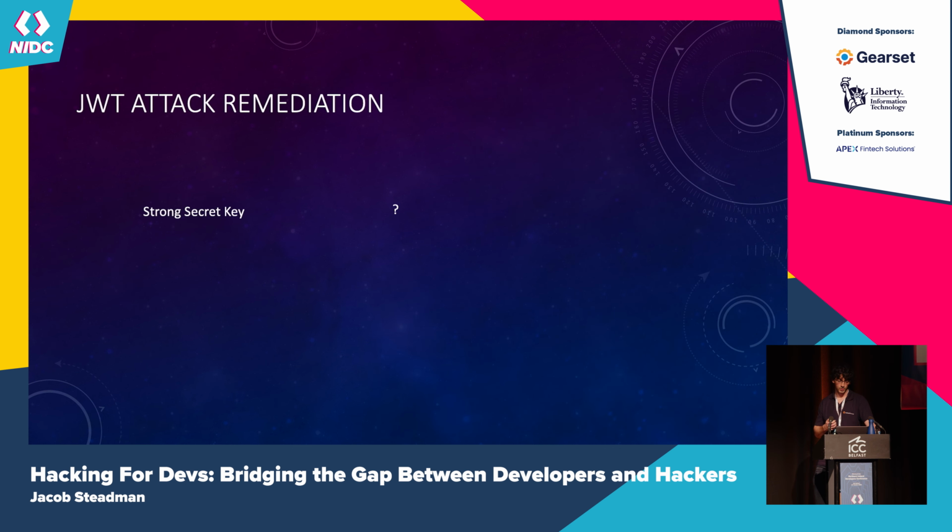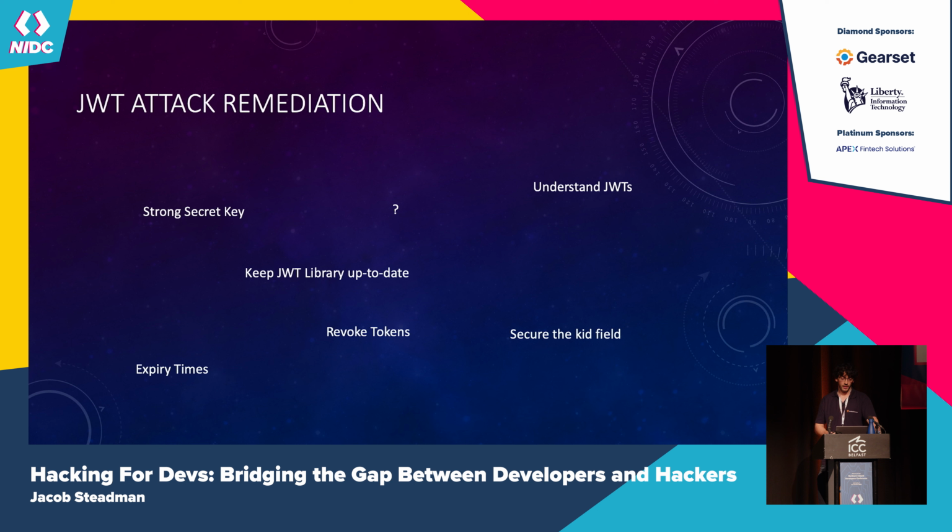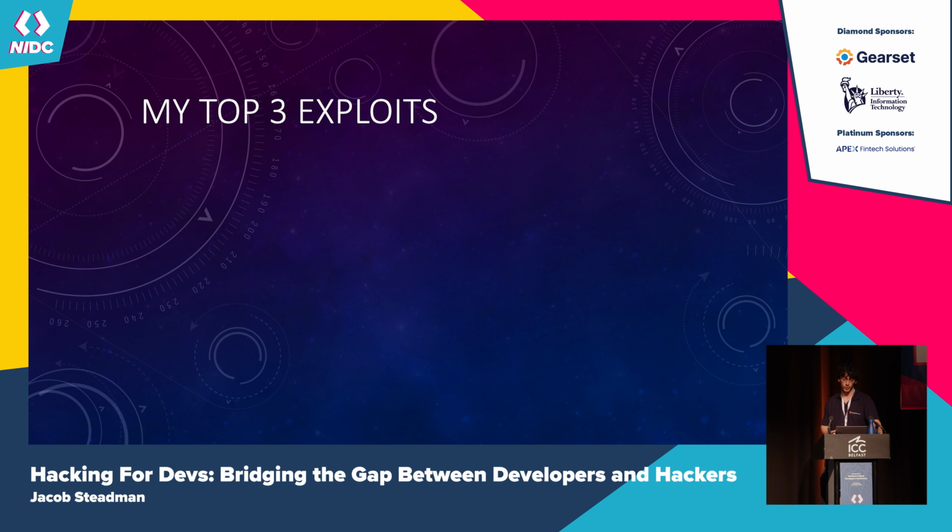How do you remediate this? Strong secret keys, understand your JWTs, keep the JWT library up to date. Secure the KID field, so the key that you're using. Revoke tokens when they're no longer valid. Implement strict expiry times. With that comes the concept of a refresh token, so you have a short-lived access JWT token and a much longer-lived refresh token. But within that, you enter a whole new minefield of potential misconfigurations that we often see. So you need to make sure your refresh tokens are only usable once.